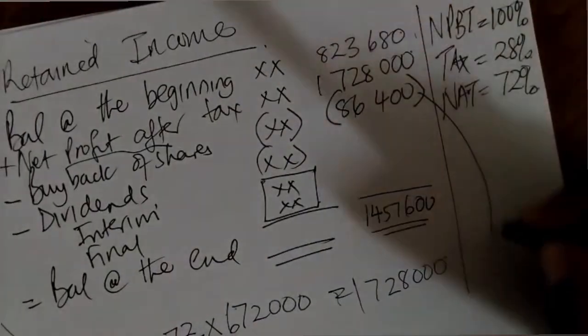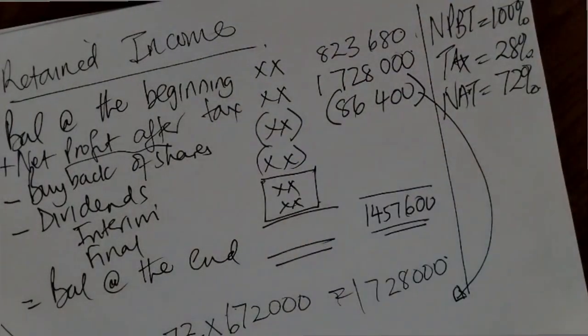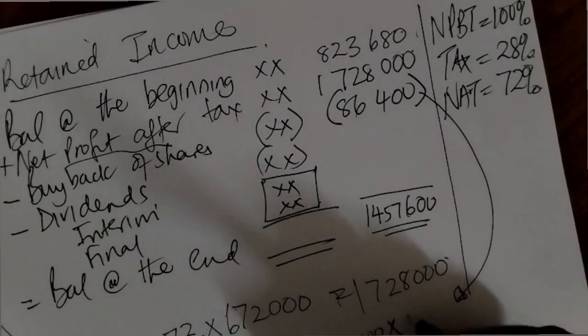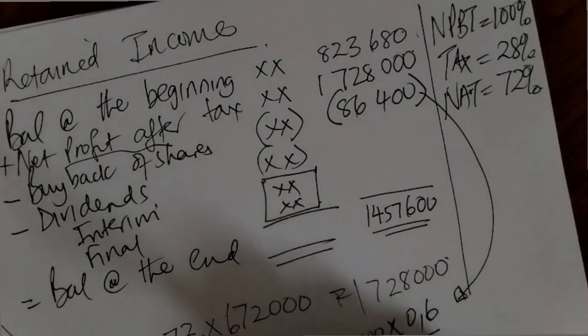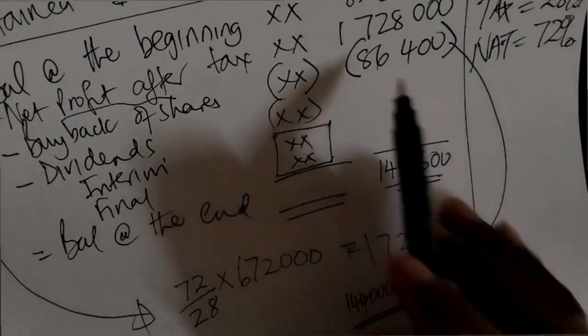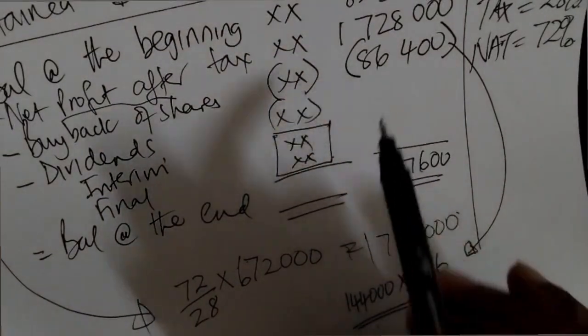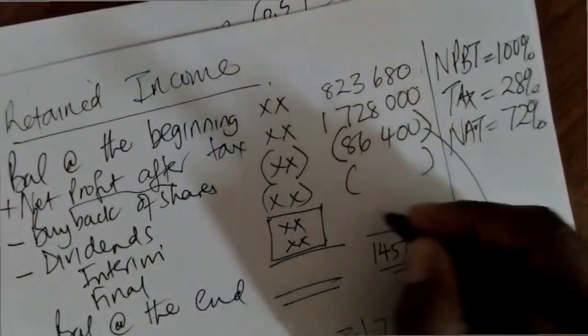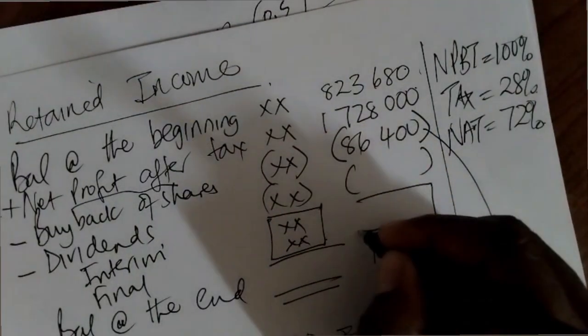How did we get this figure? We got it by taking the 144,000 shares that we sold times 0.6, which is the amount above the average price. That's 144 times 0.6, and it will give us 86,400. So what we are left with is the dividend.